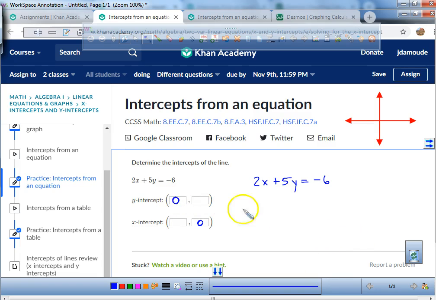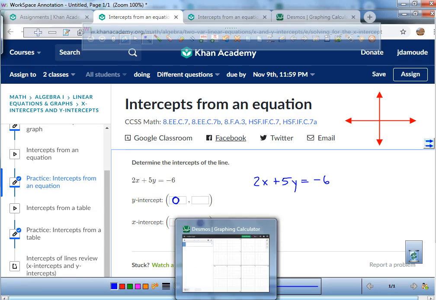Okay? So sometimes when you guys are doing this, it makes it a little bit easier to just use a little graphing app. We're going to use Desmos, and we're going to type this in. Okay? So right here on your computer, why don't you type this in? 2x plus 5y equals negative 6. So go to Desmos right here.